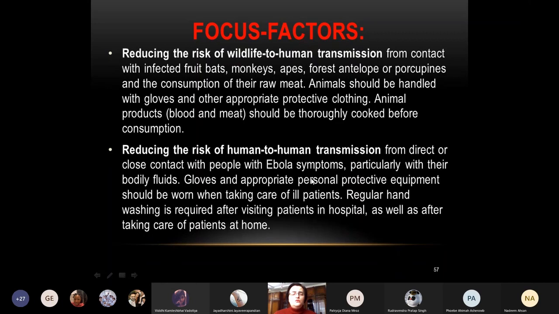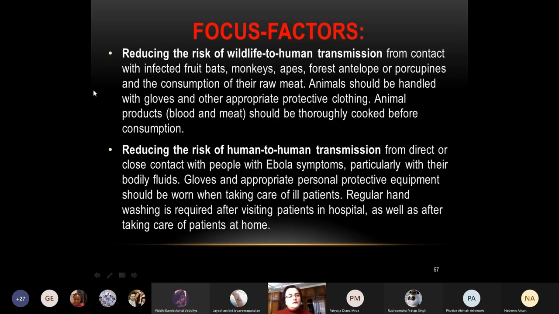Reducing the risk of human-to-human transmission from direct or close contact with people with Ebola symptoms, particularly with their body fluids. Gloves and appropriate personal equipment should be worn when taking care of ill patients. Regular hand washing is required after visiting patients in hospitals, as well as after taking care of patients at home.